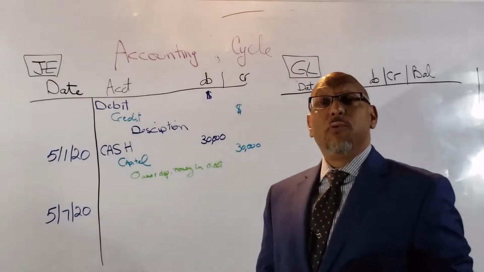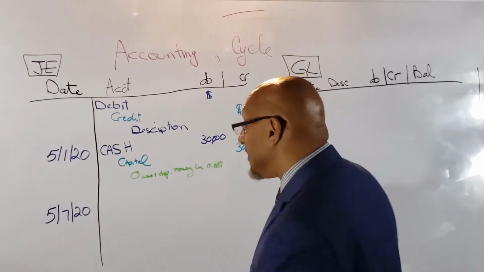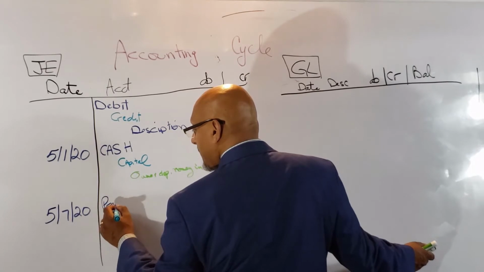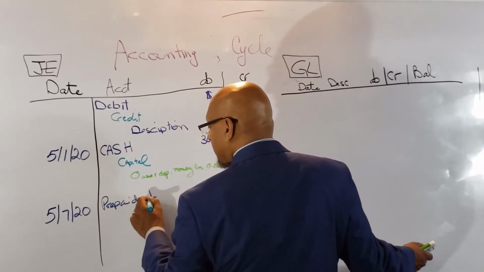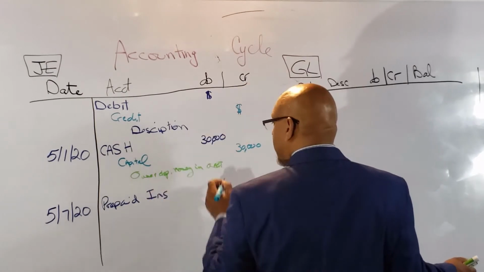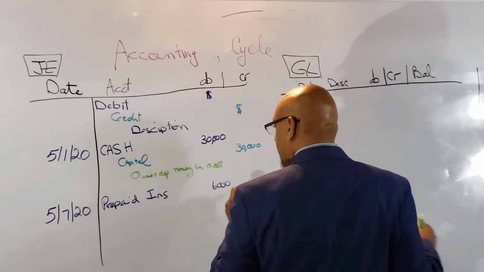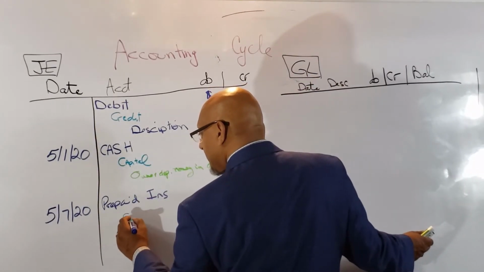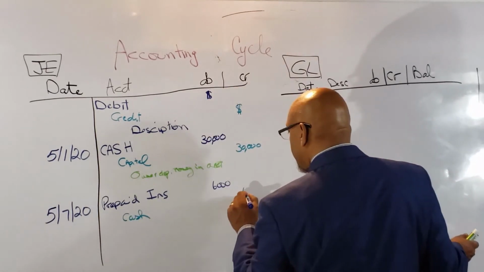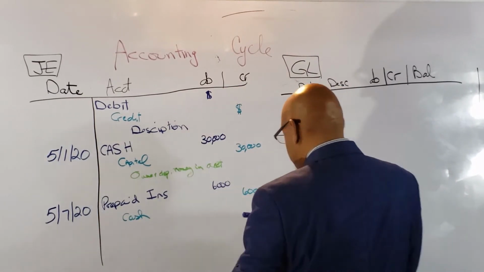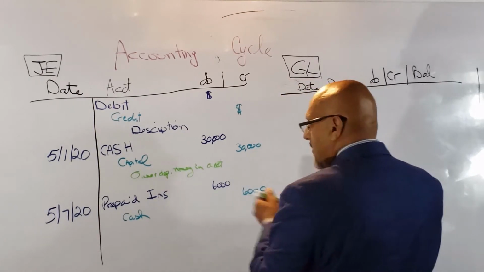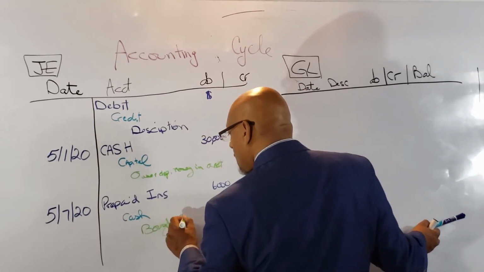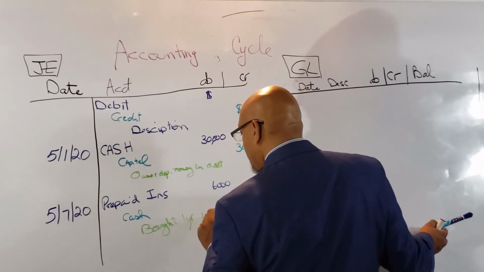Well, prepaid insurance, which is an asset, is our debit. Debit is on the left, so I'm going to write prepaid insurance. I'll put INS for insurance. And that was for $6,000. We credited cash, so cash is indented, for $6,000. And the description was bought 1 year insurance policy.